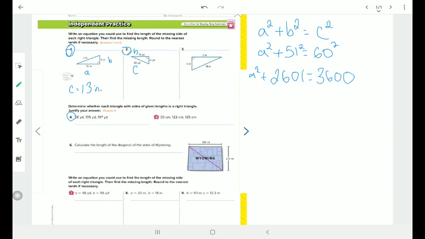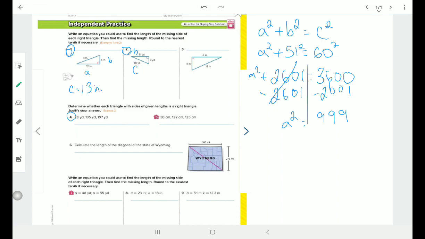And now we have this equation that I can solve. Since I'm solving for a squared, we need to get a by itself, so I subtract 2601 from both sides. So 3600 minus 2601 gives me 999. On this left-hand side, we're left with a squared, because the 2601 cancels.